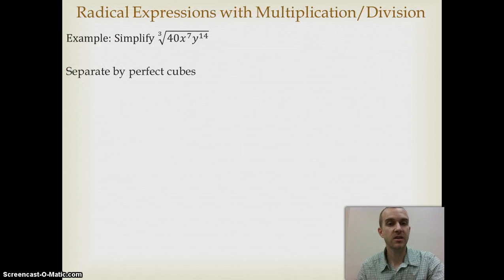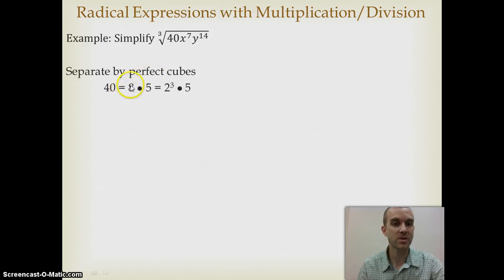So if I want to simplify the cube root of 40x to the 7th y to the 14th, I first want to separate everything by perfect cubes, since that's my index. And always remember that you're taking your exponent and you're going to divide it by your index. So if I look at this, my first perfect cube is 8. That's 2 cubed, so 3 divided by 3 works. When I do x, I need x to the 6th and then times x to the 1st. And then when I do y, I'm looking at y to the 12th times y squared.